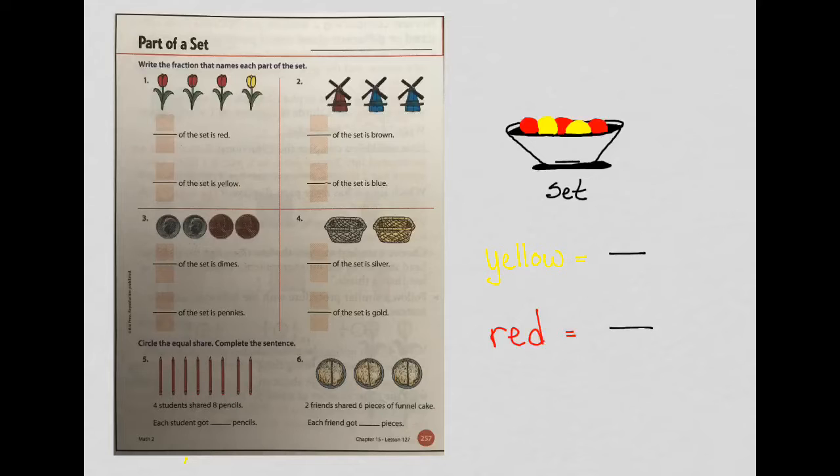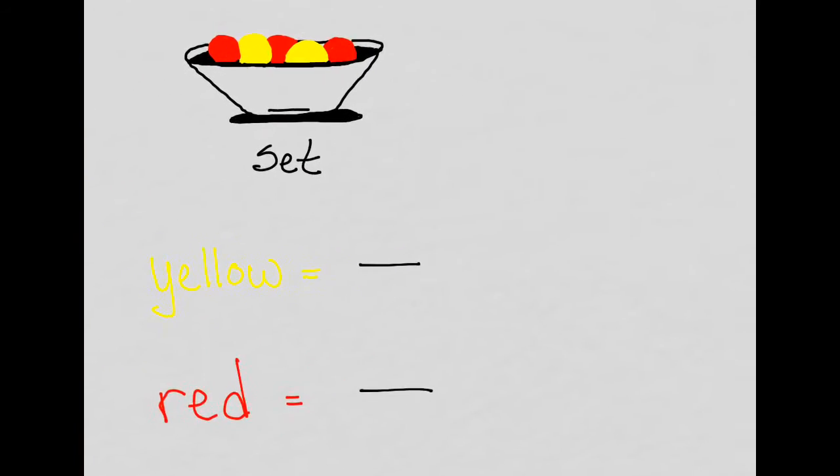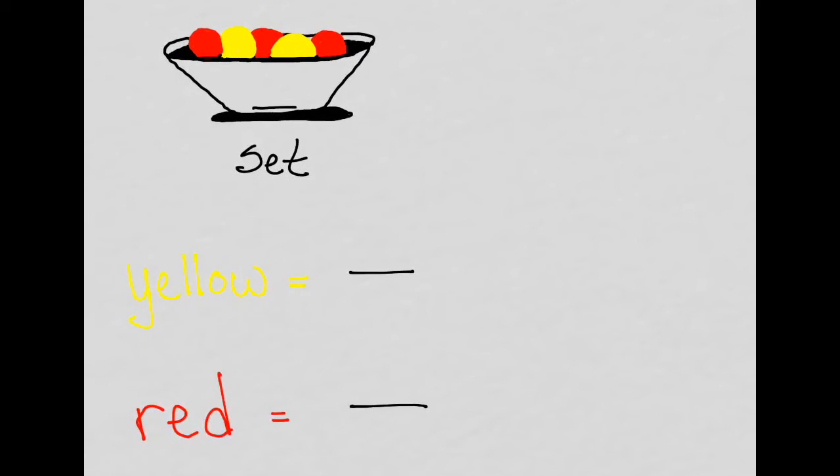Okay, so let's review how to write a fraction. We're going to do that using this set. Now, what is a set? A set is a group of something. And what you see here is a group of fruits. I just kind of drew them. They look like balls, but they're really fruits. Okay, so they're right here. They're in a group.